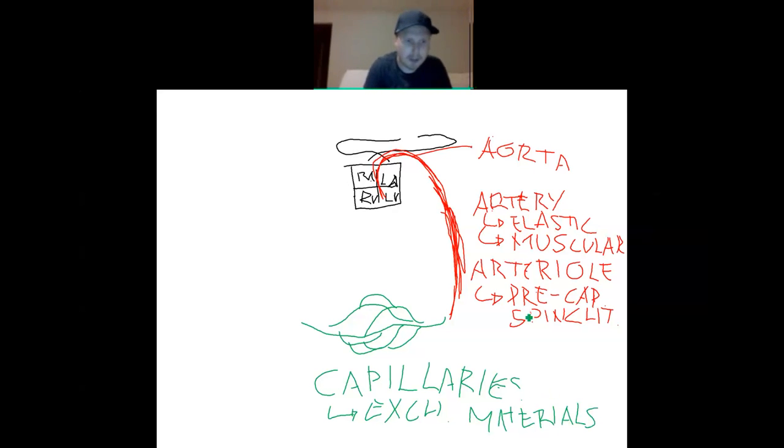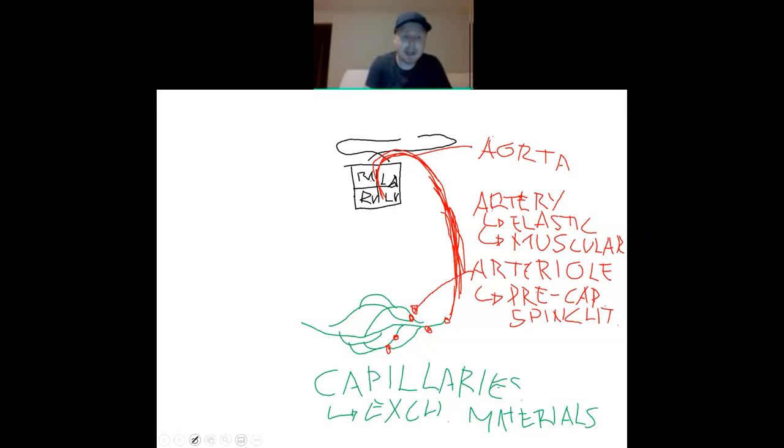So what I'm going to try to do here, just for the interest of time and avoiding my artistic abilities, these are the pre-capillary sphincters that we're seeing. They're right before the capillaries where the arterioles end. So we are seeing them here.